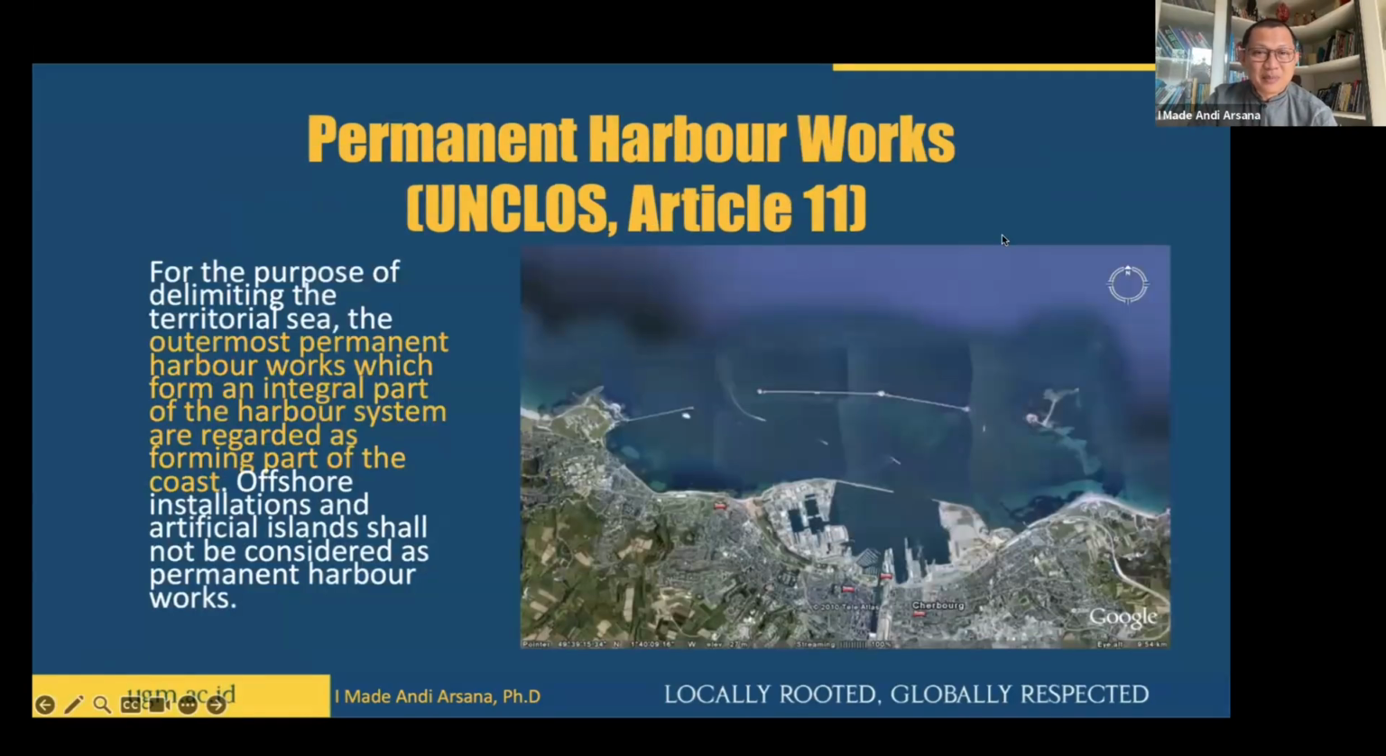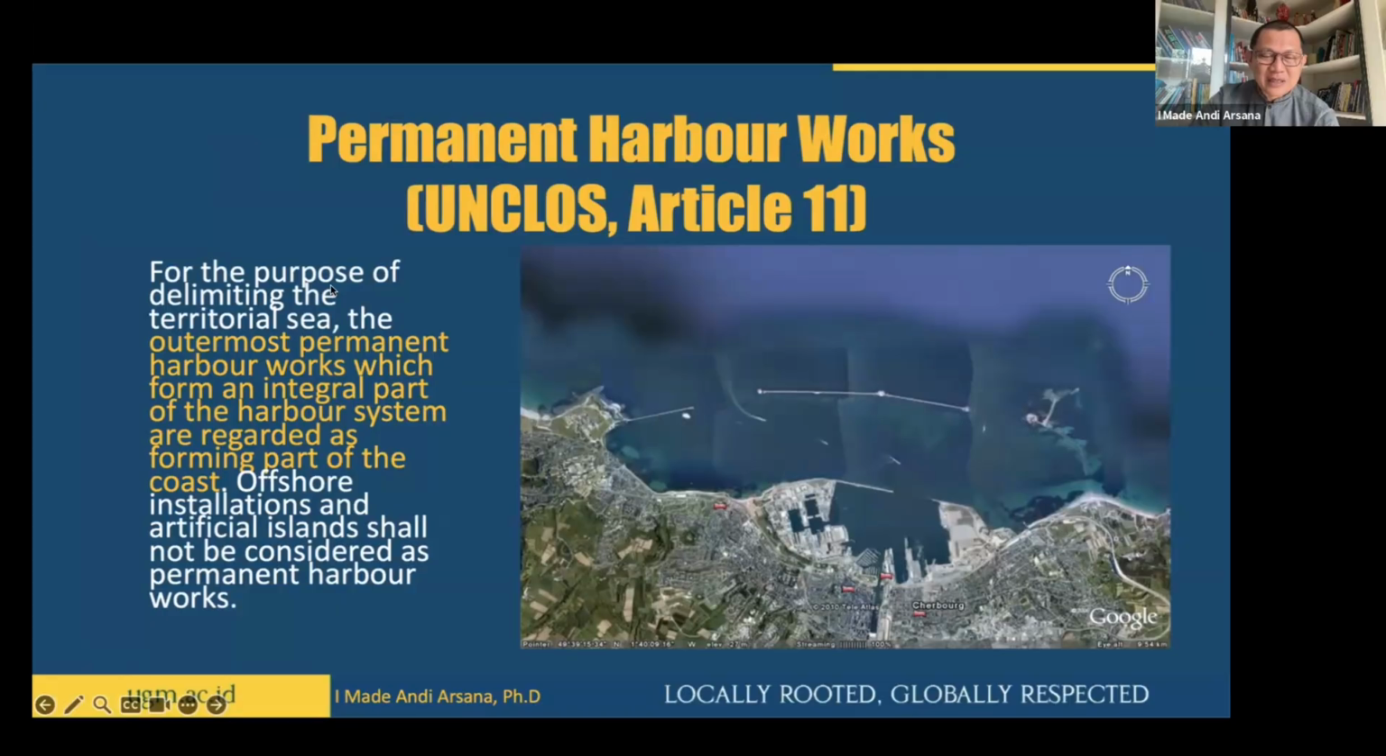What else can we use as a baseline? Is the harbor, permanent harbor works. Jadi kalau ada konstruksi yang di harbor atau pelabuhan dermaga, maka permanent harbor work itu bisa digunakan sebagai baseline. Okay, this, for example, is the baseline in this case.